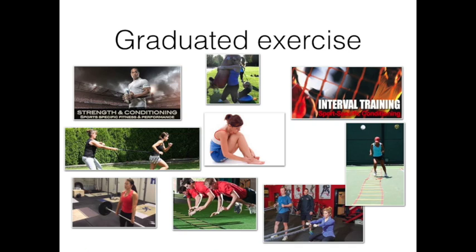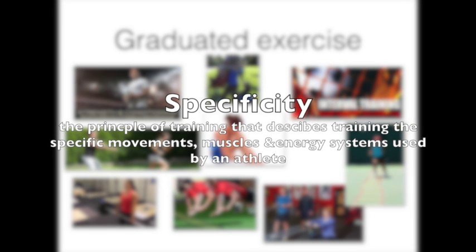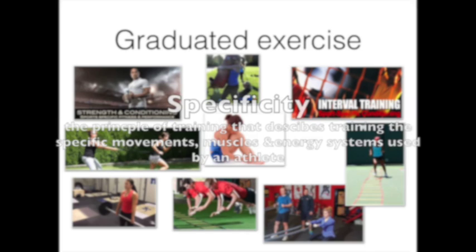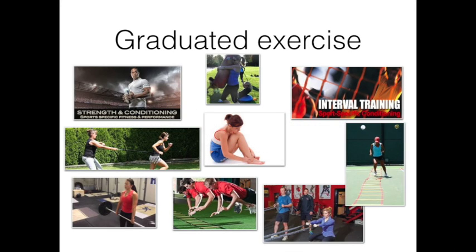The second principle is that of specificity. This describes the specific muscles, movements, and energy systems that are used by the athlete and which are particular to each sport and position the athlete plays. When returning from injury, it is important that conditioning programs take this into account so that these are developed appropriately for the sporting demands faced by the athlete.